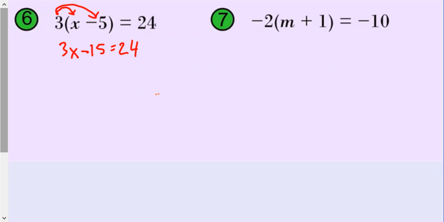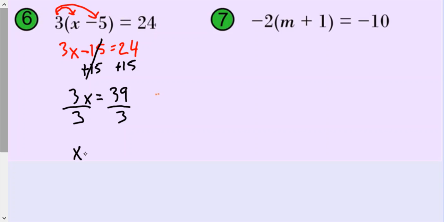Okay, and once we distribute, now we are into a two-step equation situation, and now we can work to undo our equation. So we have negative 15 that we are going to undo by adding 15, and if we do it to one side, we must do it to the other. Negative 15 plus 15 will equal 0, so we get 3x equals 24 plus 15 will be 39. And now our variable is being multiplied by 3, so we're going to undo that by dividing by 3. And we're going to do it to both sides.